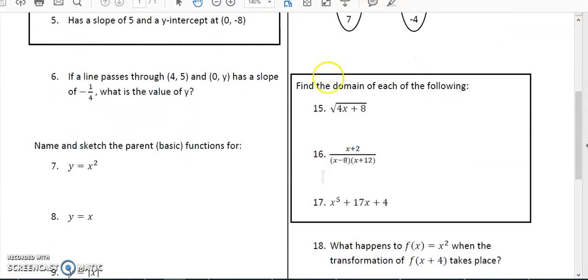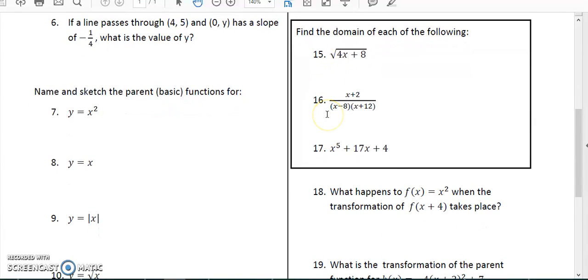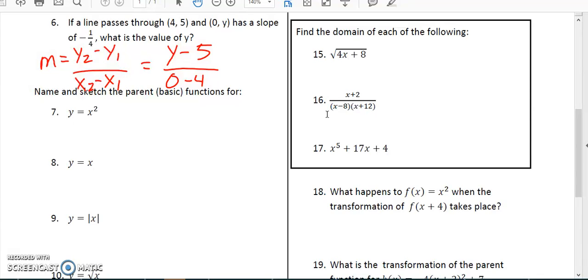This may not fit on one video. If a line passes through (4, 5) and (0, y) and has a slope of -1/4, what's the value of y? Basically, how you would set this up is you would set up your slope formula: y2 minus y1 over x2 minus x1. So you could do y minus 5 over 0 minus 4, which would give you y minus 5 over -4, and that would be equal to -1/4.